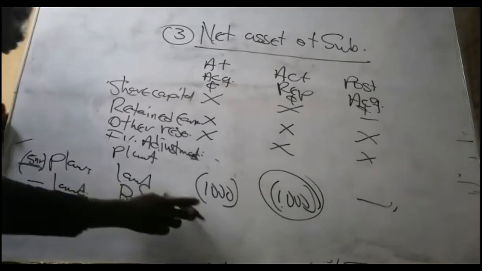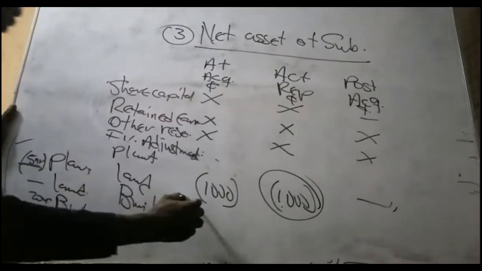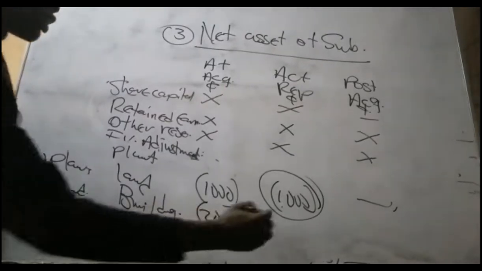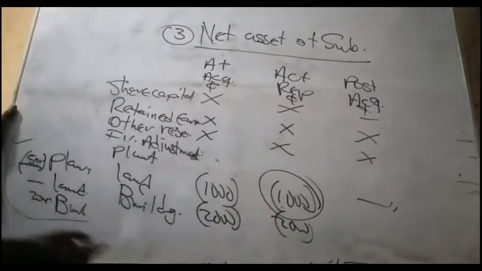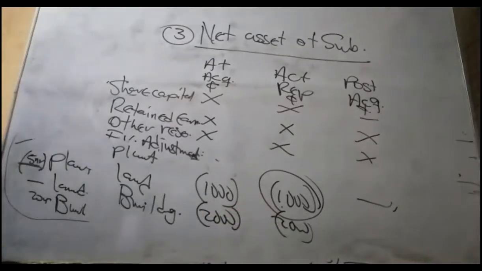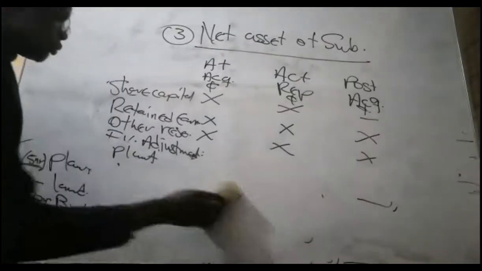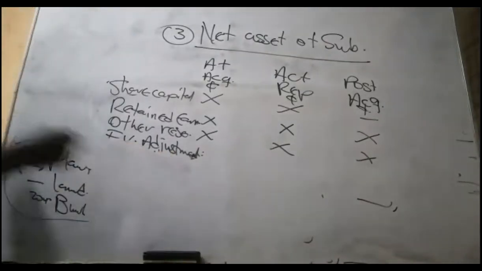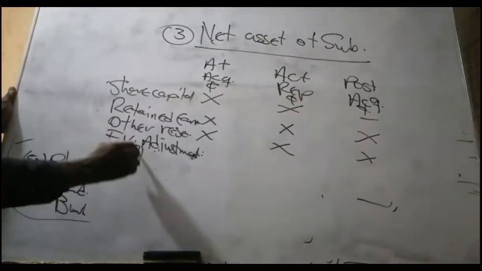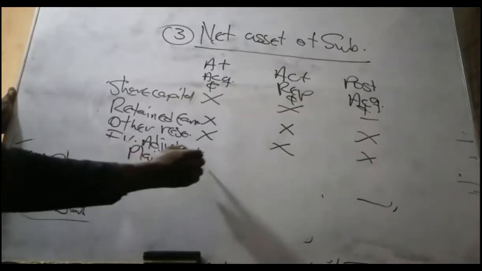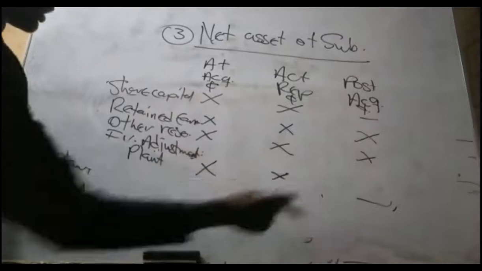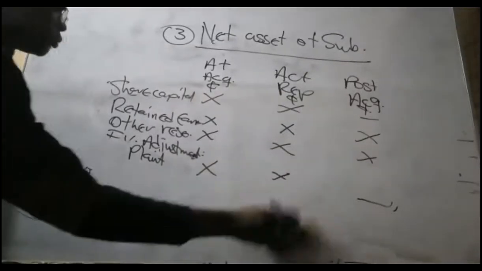So the building: there was a loss of 2,000, so it will be a loss of 2,000, in brackets. I'm done with the fair value adjustments. Okay, now let's go to the other adjustments. So fair value adjustments, maybe plant. I'll talk about only plant, and then I am done.